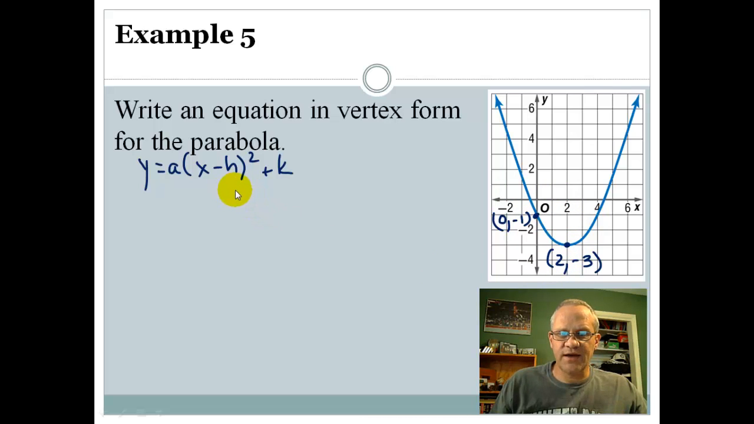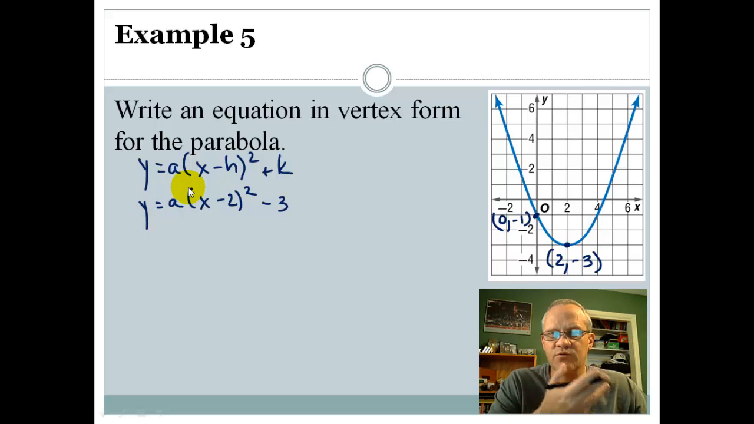So we can fill that in here. We know that h is 2, so it's going to be (x - 2)^2. And k is -3, so it's going to be plus a negative, or minus 3. Now, there's one thing we're missing. It's the a. So how do I figure out what the a is? Well, that's where this other point comes in.